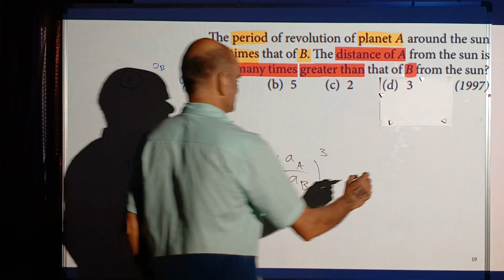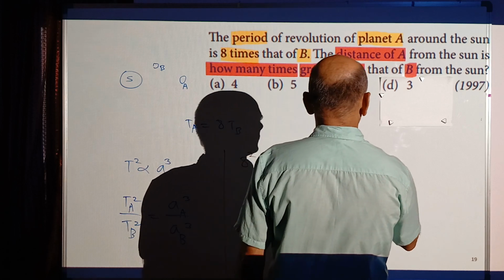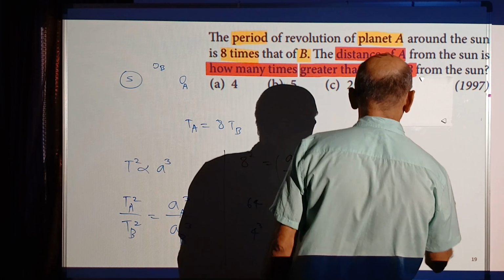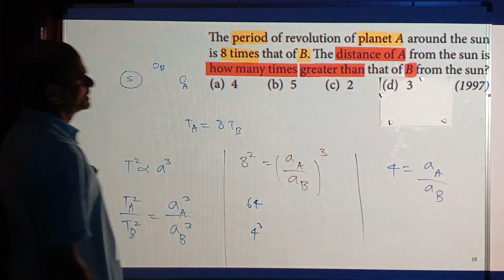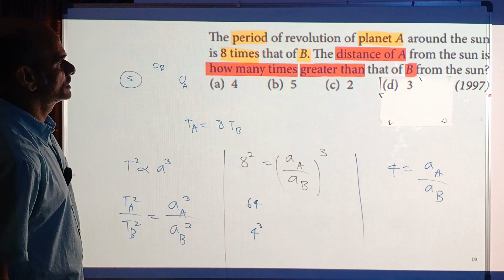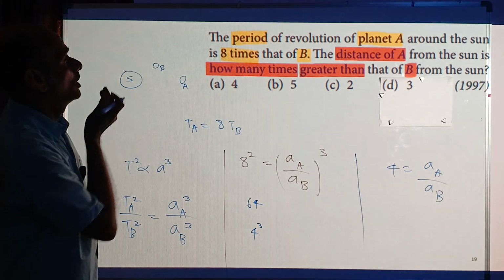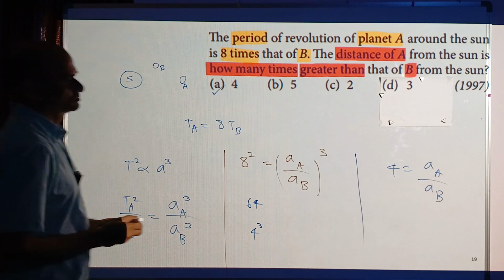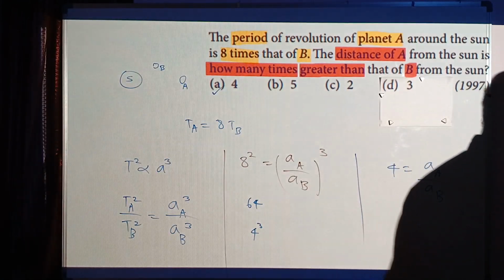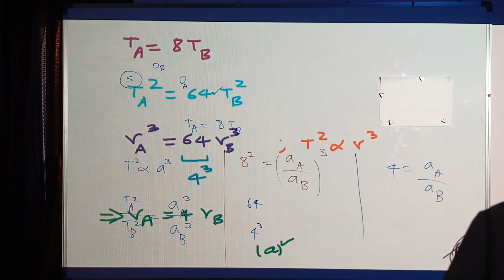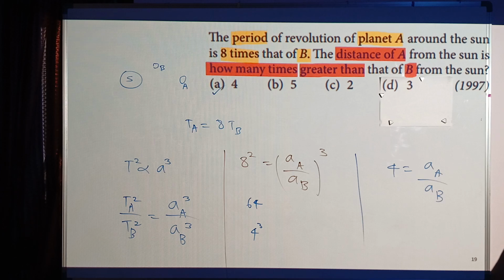So that means the ratio is 4. The size of the ellipse of planet A is 4 times bigger compared to the size of the ellipse of planet B. So how many times is A greater than B? It's 4. A will make a bigger ellipse because it takes more time to go around the Sun, and it's 4 times more because the period is 8 times more. A is the correct option.